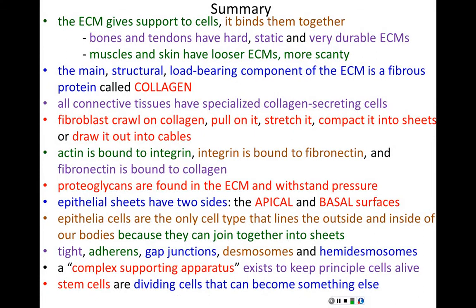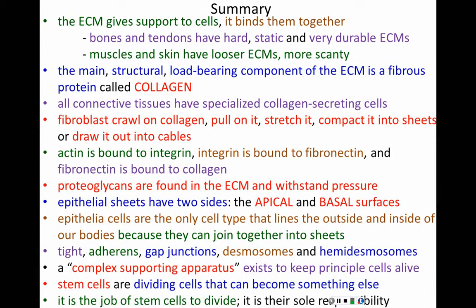So it is the sole job of the stem cells to divide. That's why they exist. They exist to be dividing cells so that the new cells that spring from them can replace dead or dying cells in these individual tissues. That is how living systems work. And we will end the semester talking about what happens when these living systems don't behave appropriately and these systems begin to break down.